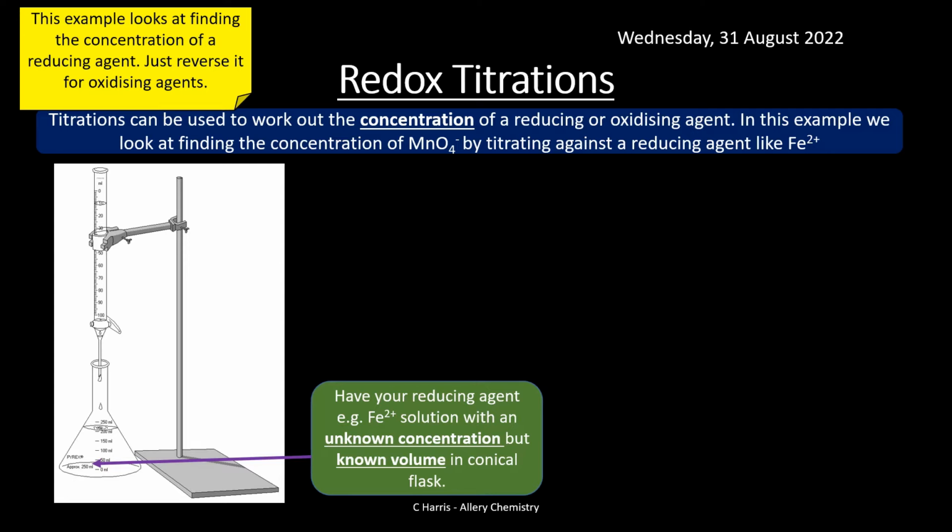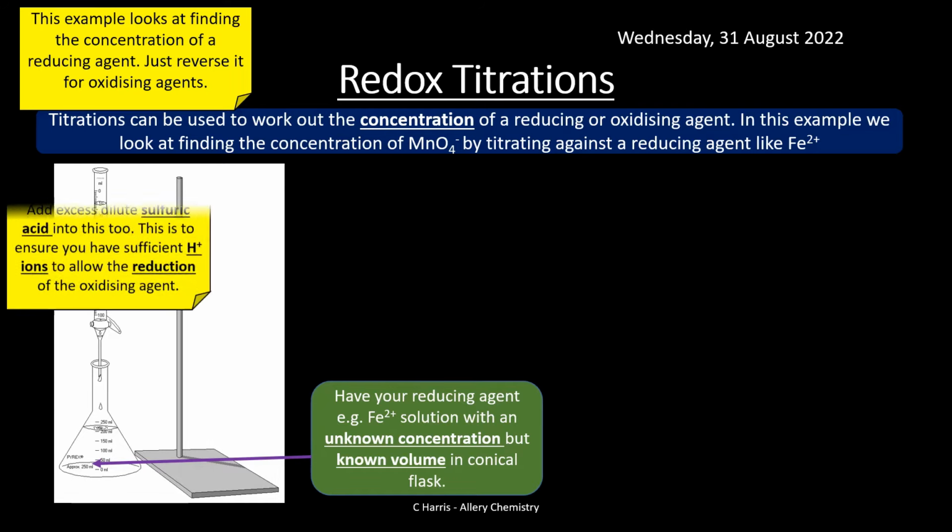So in this example, we have a reducing agent. This, for example, is Fe2+. We have that in an unknown concentration, but a known volume. So we don't know what the strength of it is, but we do know how much we're going to put in here. For example, it could be 50 centimetres cubed or 25 centimetres cubed, something like that, will go into the conical flask, but we don't know the strength of it.